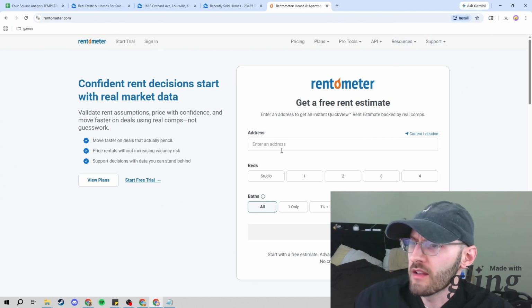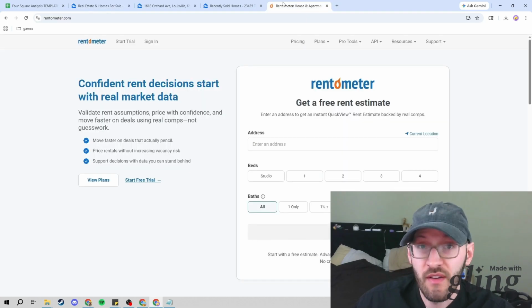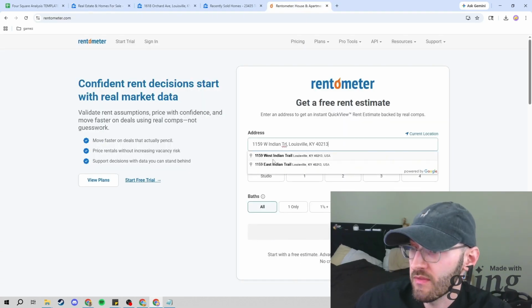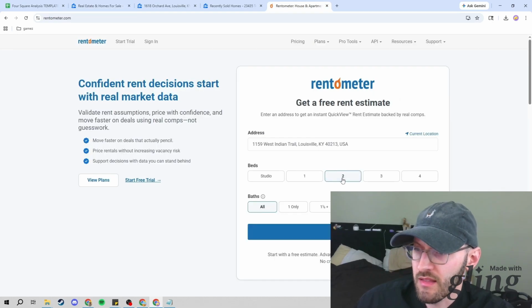All right, so we're going to put in the address I just dropped in. So we're going to drop in this address I just found. We're going to paste that in there. I'm giving this home seller free advertising. And we said it was a 2-1, so we're going to put that there. 2, and bath is a 1 only. 2-bed, 1-bath. It is a house, and then we're going to go ahead and check the rents.